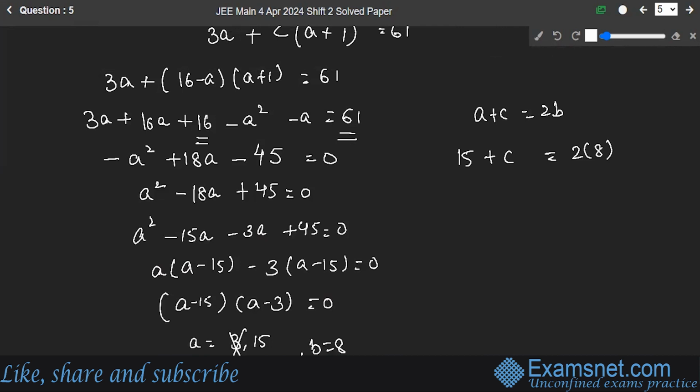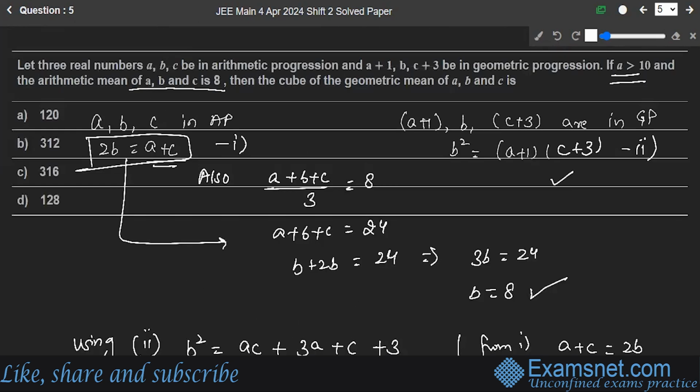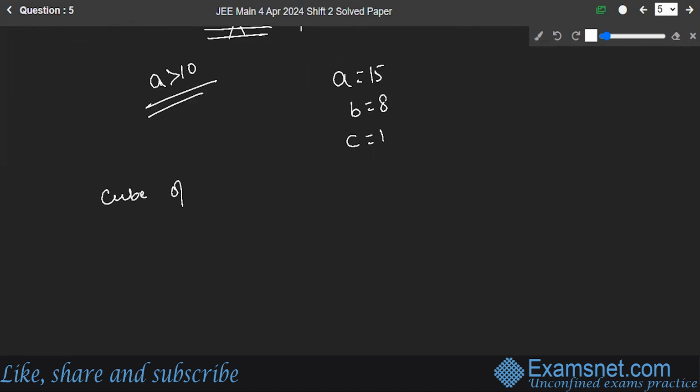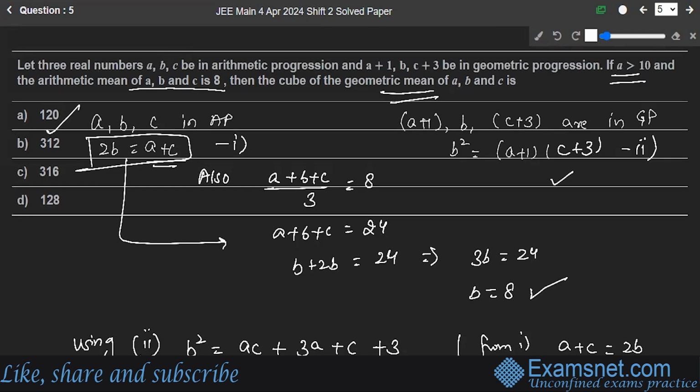This gives C equal to 1. I got the values for A, B, and C: A is equal to 15, B is equal to 8, C is equal to 1. What you had to find out was the cube of the geometric mean of A, B, C. Its cube is simply A into B into C, which is 15 into 8 into 1. That's going to give you 120. Option A.